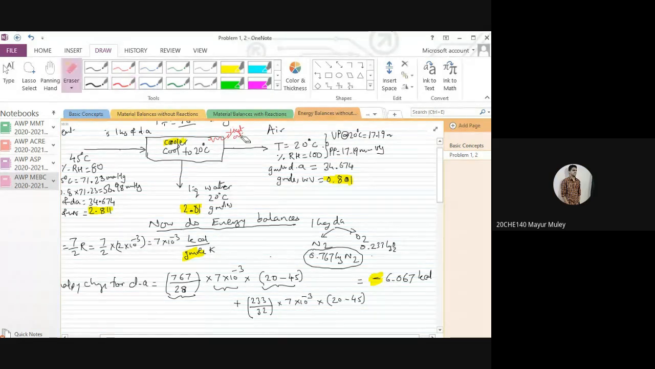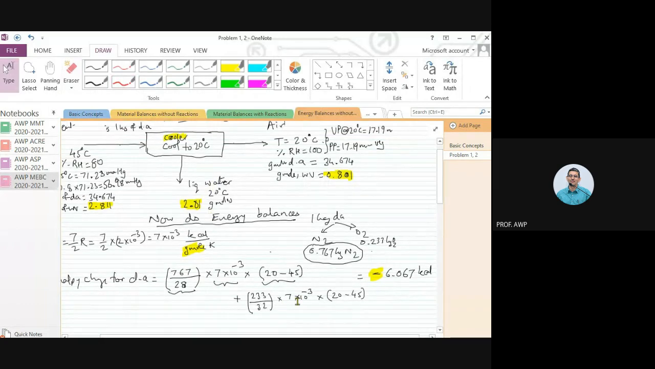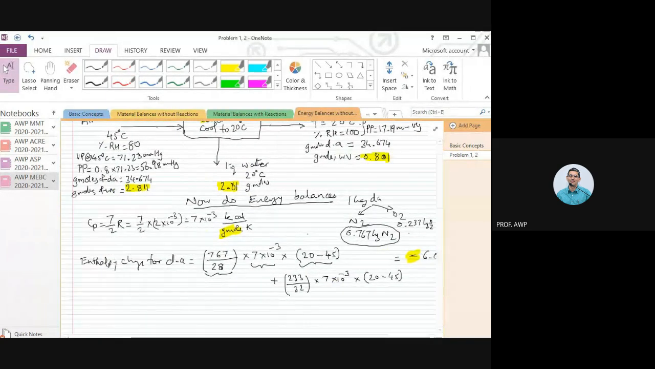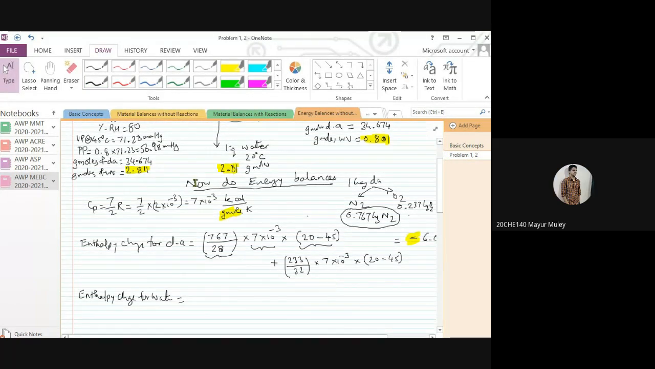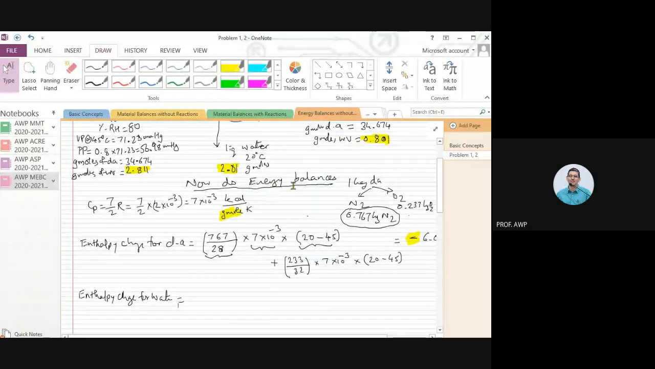Sir, now we will do the energy balance for water. Don't worry about why that minus sign has come. Now the enthalpy change for water. We have 2.01 moles of water going from vapor form to liquid form, and also changing its temperature from 45 degrees Celsius to 20 degrees Celsius.